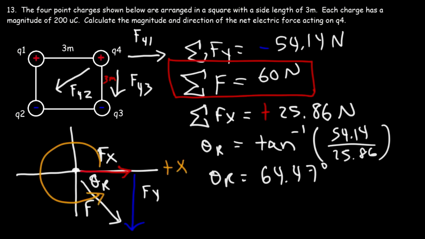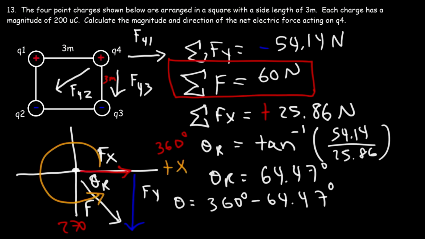Now, the angle that we're looking for typically is measured from the positive x-axis. So it has to be in quadrant 4, which is between 270 and 0 degrees, 0 is the same as 360. So if a full rotation is 360, we need to go back by 64.47 degrees. So basically, we need to subtract 64.47 degrees from 360. And so that's going to give us our direction angle. And so that's 295.53 degrees.